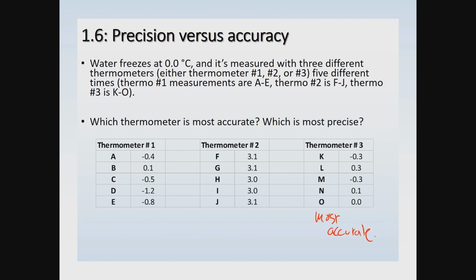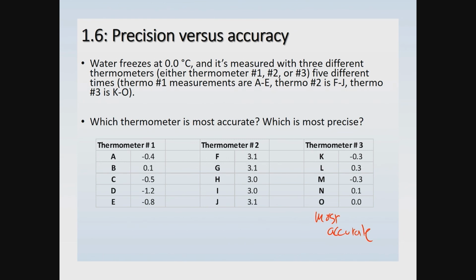Okay, which one is the most precise? So the most precise is the thermometer that gives you a group of measurements that are as close together as possible. They don't necessarily have to be accurate. They just have to be close together.